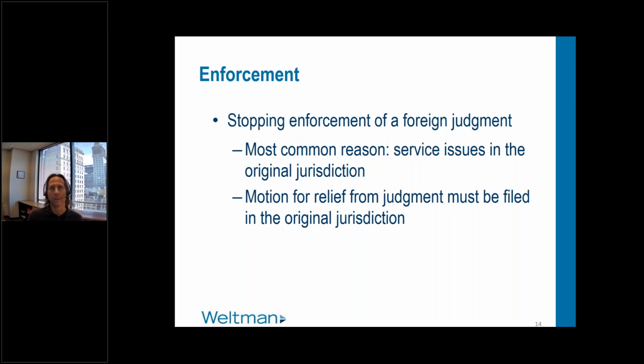I mean, we don't normally challenge that. If there appears to be a true issue there, that needs to be resolved in the original court.